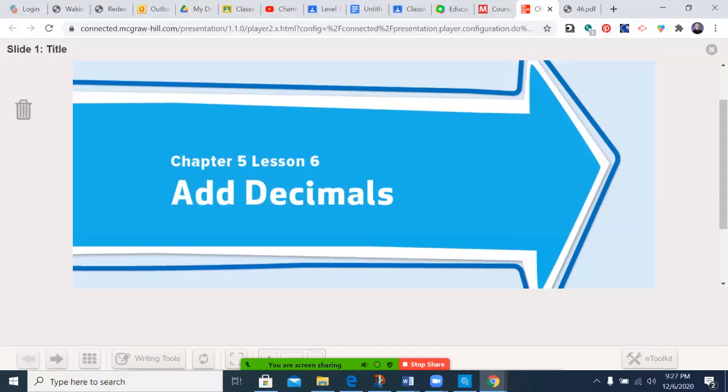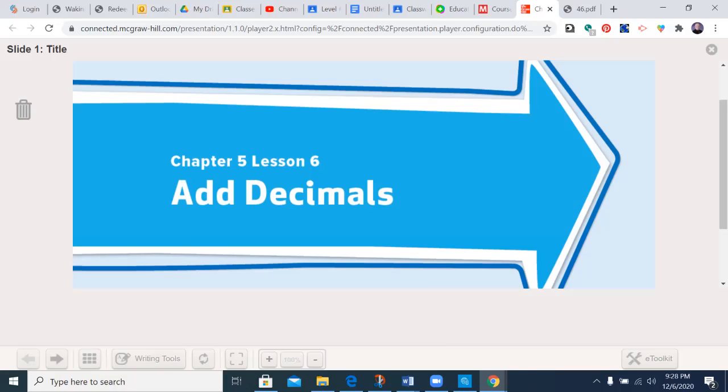Today's episode, Chapter 5, Lesson 6, Add Decimals. As we prepare this lesson, if you have the Chapter 5, Lesson 6, Add Decimals available, you should have it out and ready. It is page number 335 and was in the most recent Wednesday packets. If you need to pause the video to get that, feel free to do such.